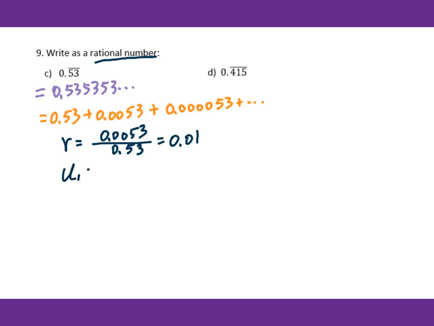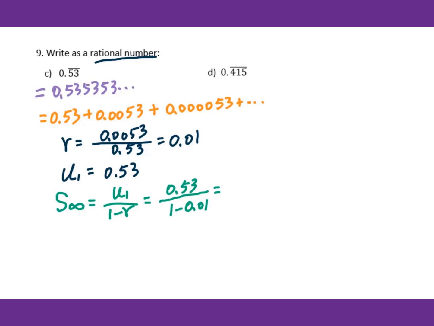And U sub 1 equals 0.53. We can use S sub infinity equals U sub 1 over 1 minus r. Therefore, we got 0.53 over 1 minus 0.01. So you get 0.53 over 0.99. So you will get 53 over 99.